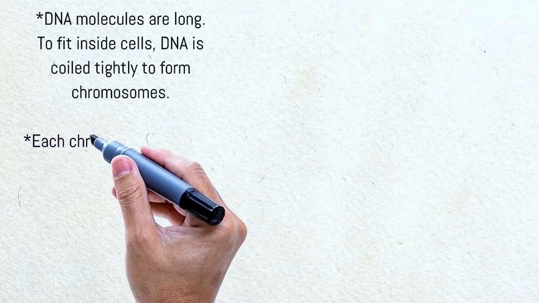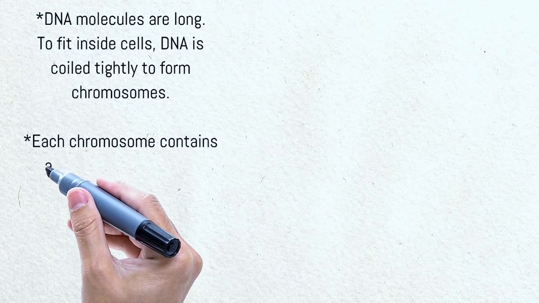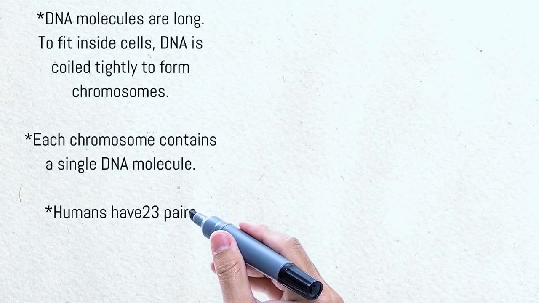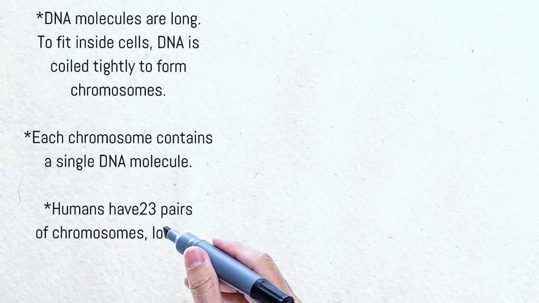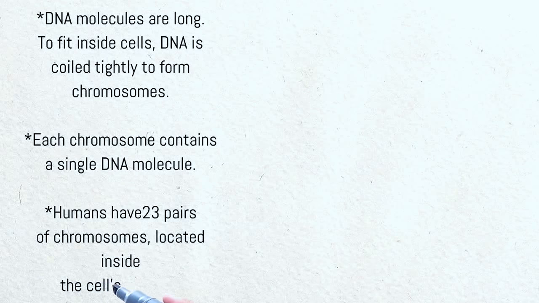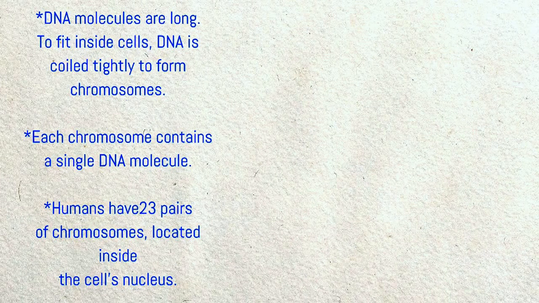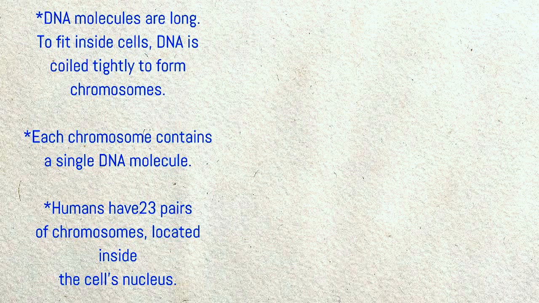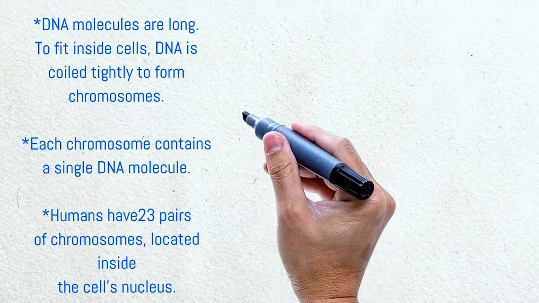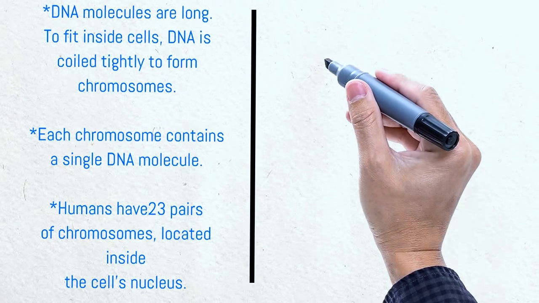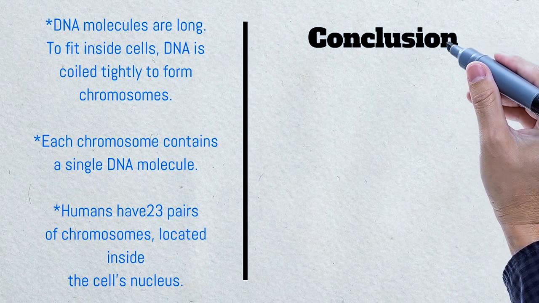DNA molecules are long, therefore to fit inside the cell, DNA is coiled tightly to form chromosomes. Each chromosome contains a single DNA molecule. Humans have 23 pairs of chromosomes located inside the cell nucleus. The cell nucleus is what actually acts as a container of these chromosomes.